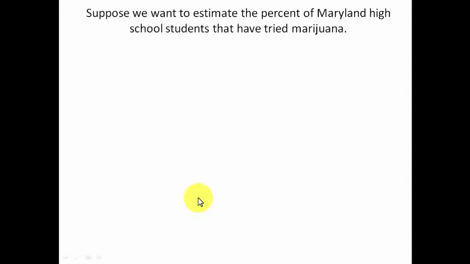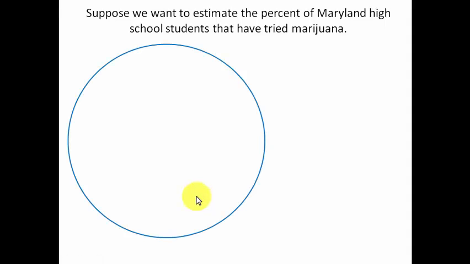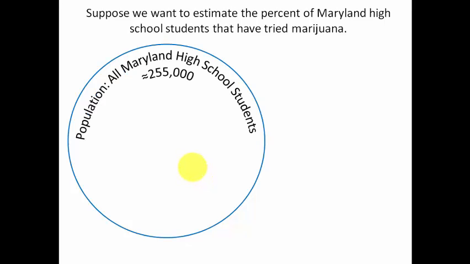Suppose we want to estimate the percent of Maryland high school students that have tried marijuana. I'm going to use this circle to represent our population. Our population here would be Maryland high school students. And to be specific, we're going to talk about Maryland high school students that attend public school.